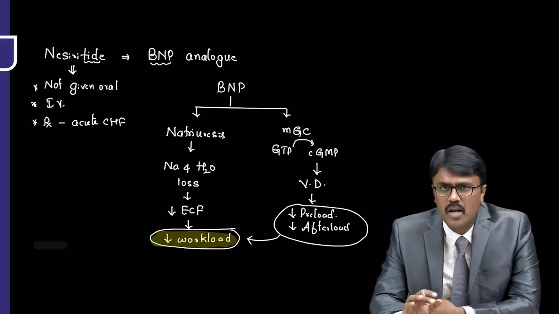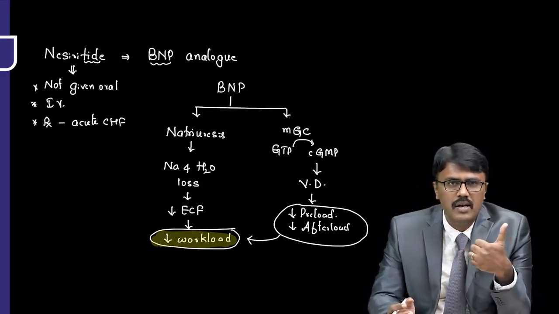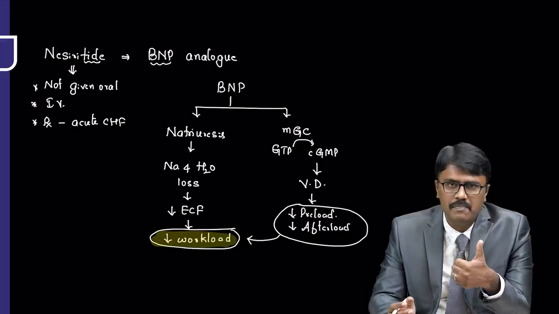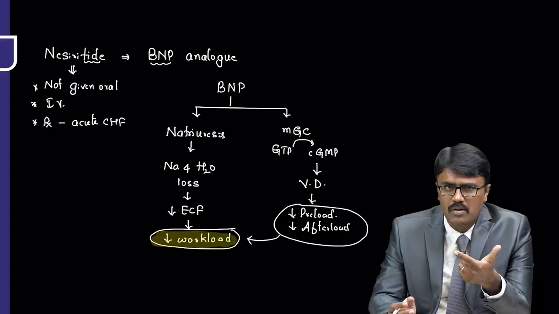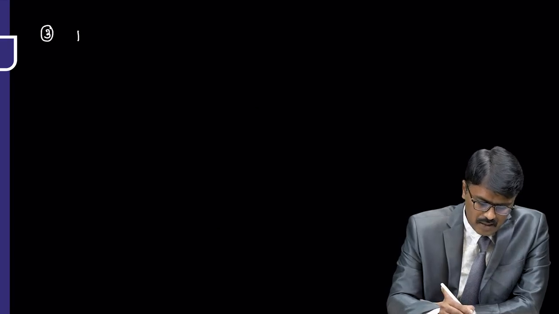It's a BNP analog. Until now, what we have achieved is, number one, we took care of edema, that is congestion, by diuretics. Number two, we took care of the workload by using vasodilators, the triple N, that is nesiritide, nitroglycerin, sodium nitroprusside. What is the third important aspect we need to manage? It is to increase the working capacity of the heart.